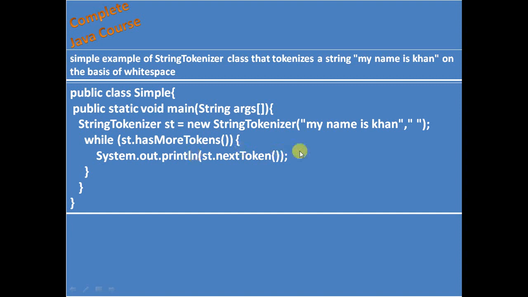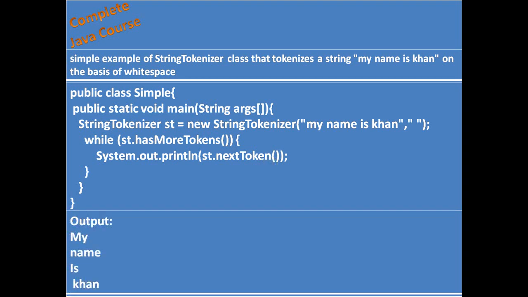If you want to print the tokens or elements after breaking at the space, you will use a while loop, then call the hasMoreTokens method. It will check whether more tokens are available or not, and for printing the tokens you will call nextToken. So if you run this program you will get the output: my name is Khan. So this StringTokenizer class divides or breaks the string on the passed delimiter.